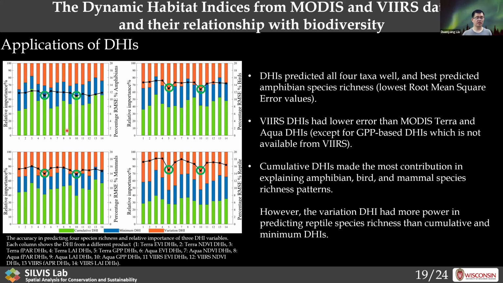Regarding the relative importance, we found that the cumulative DHI made the most contribution in predicting amphibians, birds, and mammals. But the variation DHI is more important than the others in predicting reptile species richness.